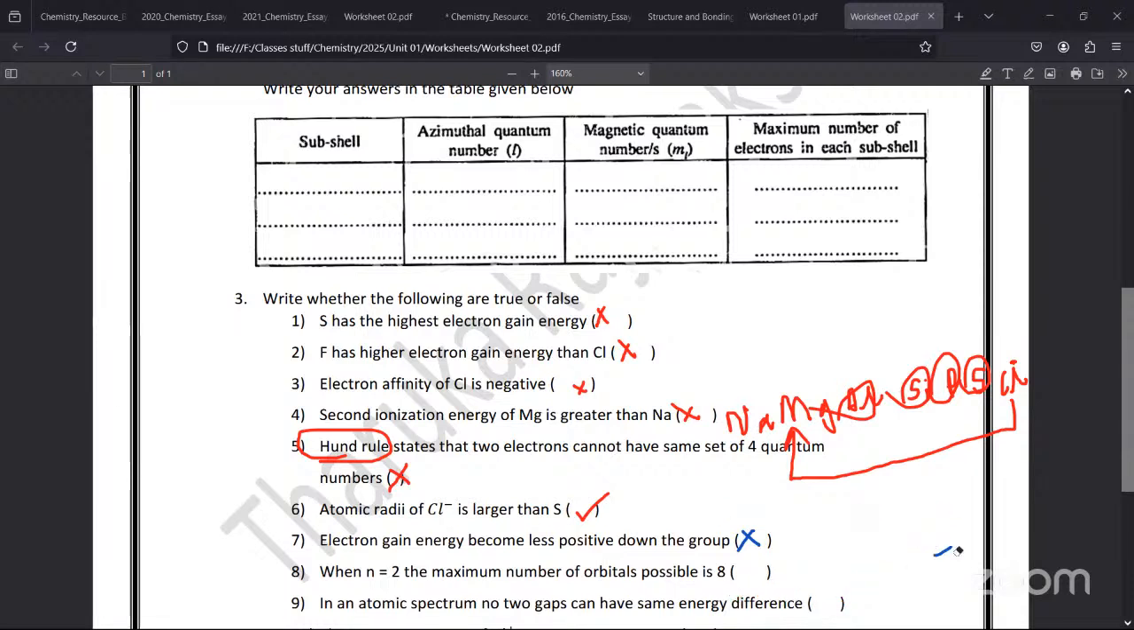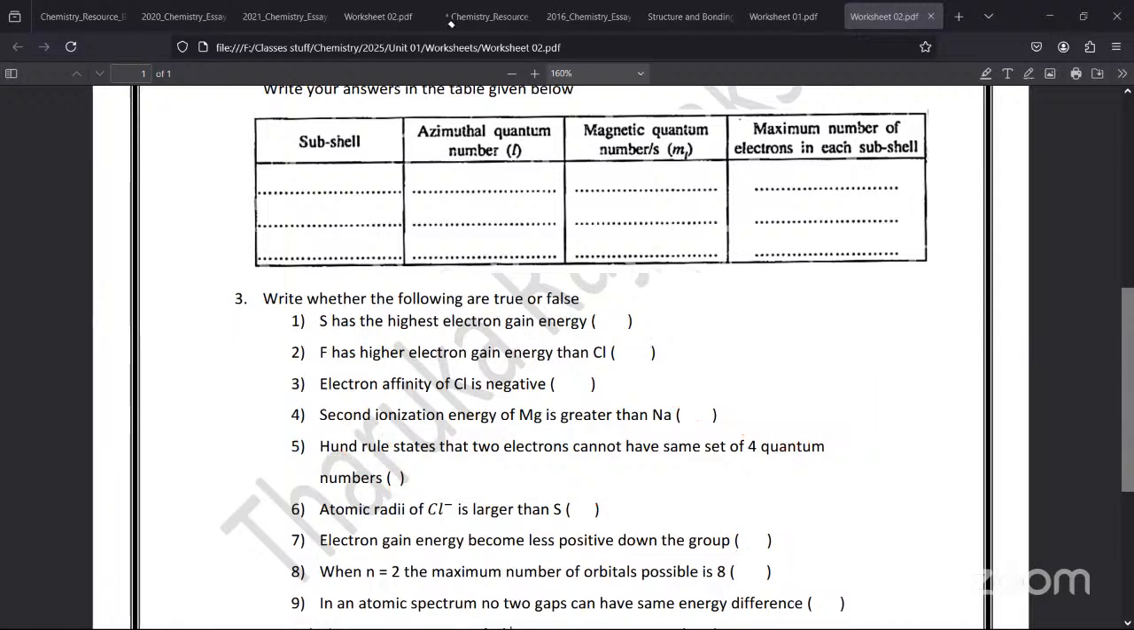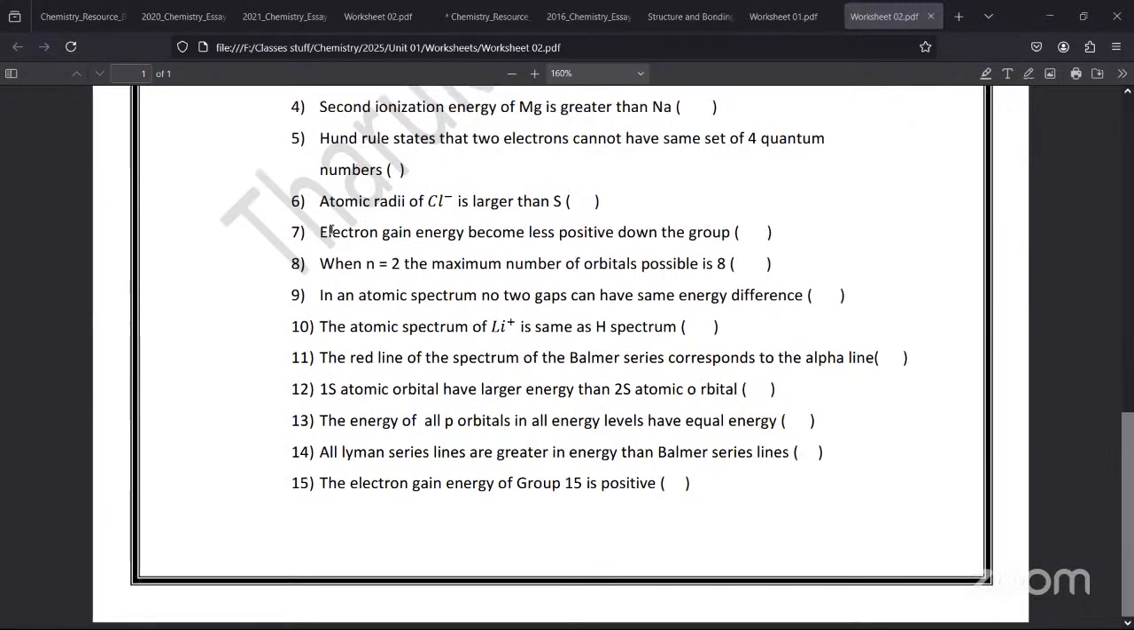Okay. I have to go below now. I have to clear everything. Now we are in the 8th question.